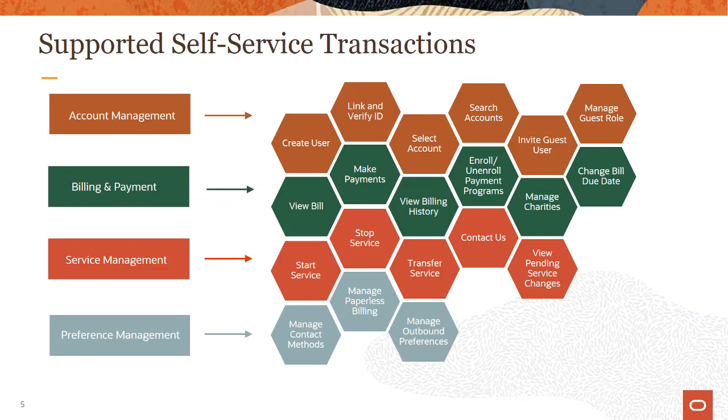Digital Self-Service Transactions, or DSST, is an authenticated digital customer experience that increases customer satisfaction and reduces cost to serve. The primary functional areas of DSST include account management, billing and payment, service management, and preference management. Customers can complete transactional self-service functions such as viewing and paying their bills, signing up for utility programs, and starting and stopping service. The responsive design allows customers to complete all transactions on any device, screen size, and orientation.